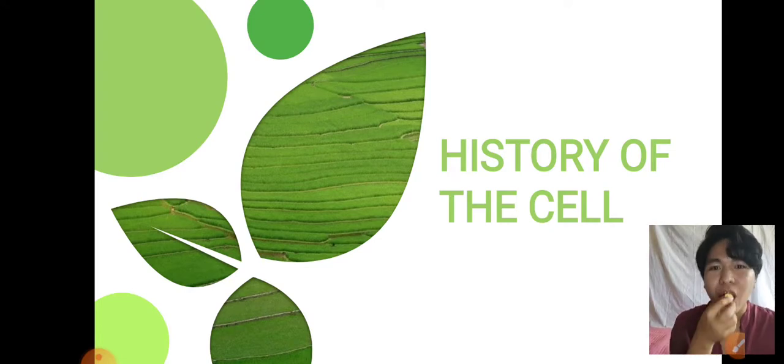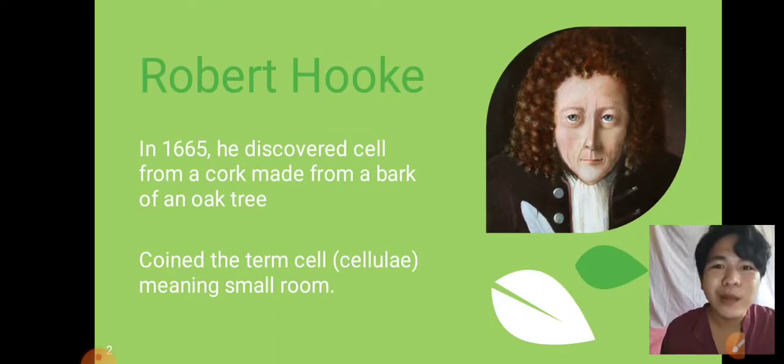So let's start. History of cell. We all know that cell is the basic unit of life. Who discovered cell? We have Robert Hooke. Robert Hooke, in 1665, discovered cell from a cork made from the bark of an oak tree.